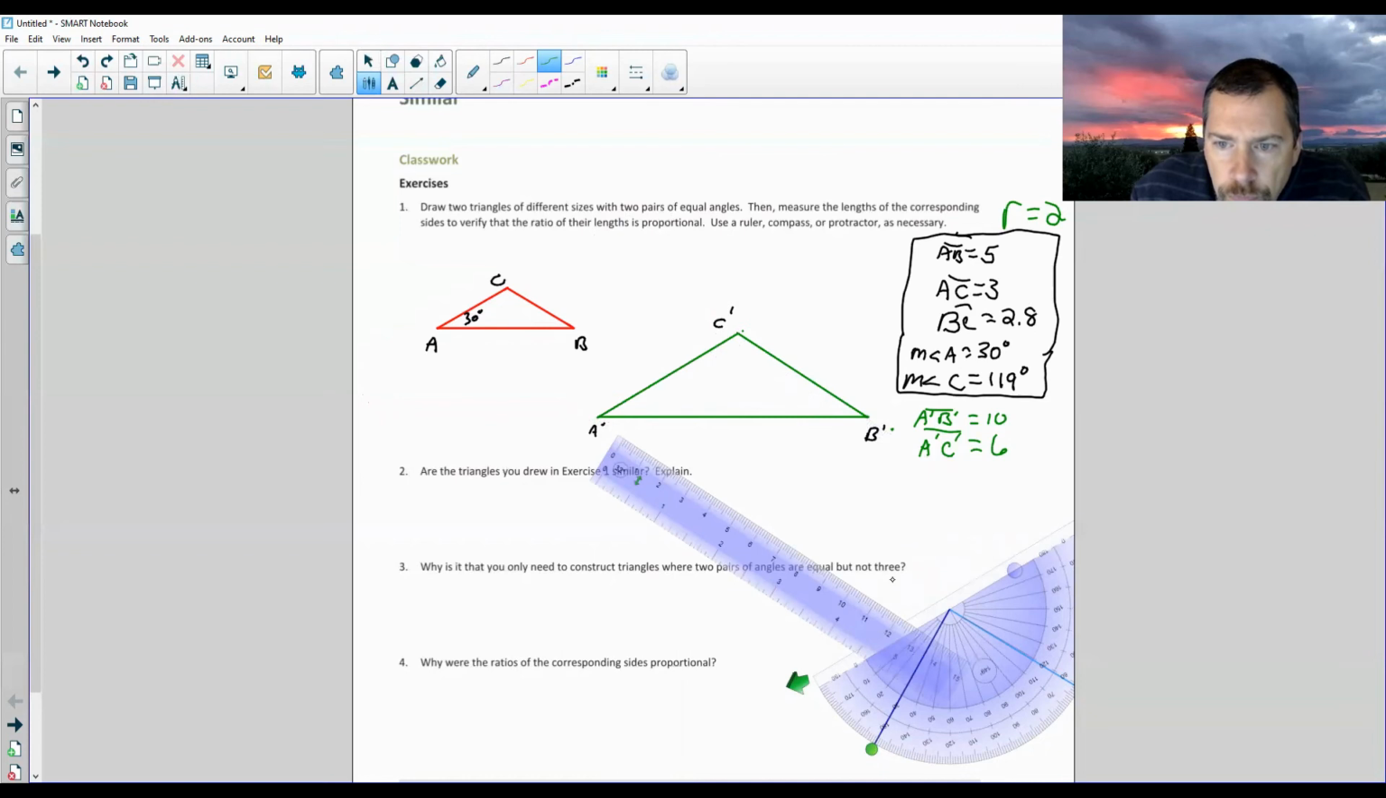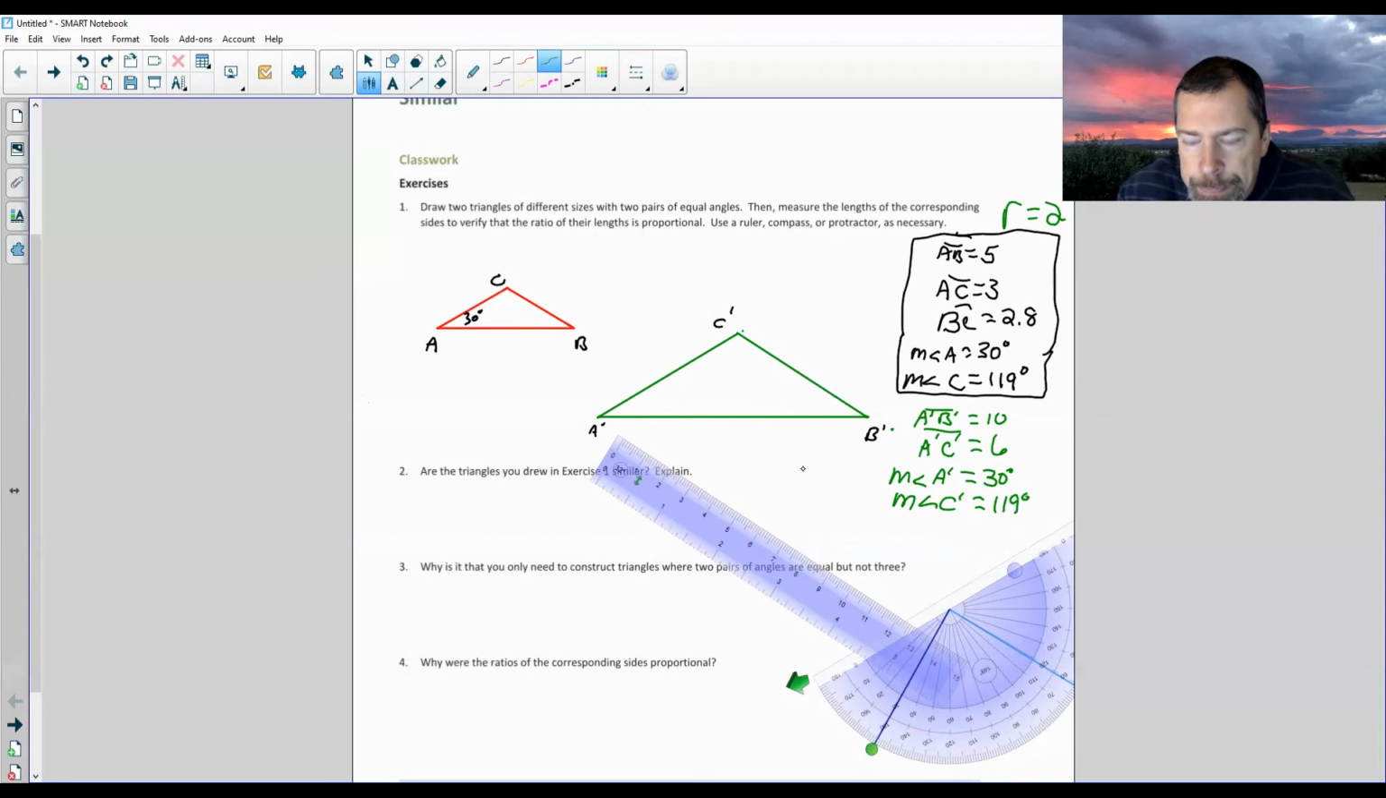Okay. So A prime B prime equals 10. The measure of angle A prime equals 30 degrees. The measure of angle C prime equals 119 degrees. Okay, so I kind of cheated here by doing the r equals 2 and drawing the lengths, but I'm going to do something after to prove that this will work for any.